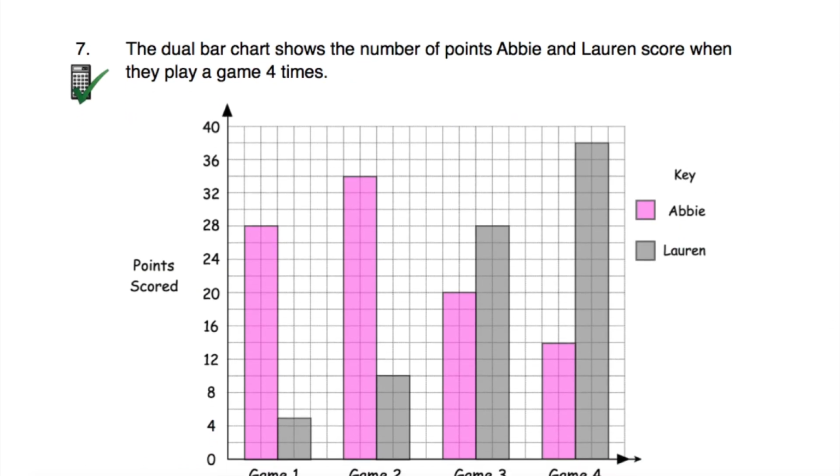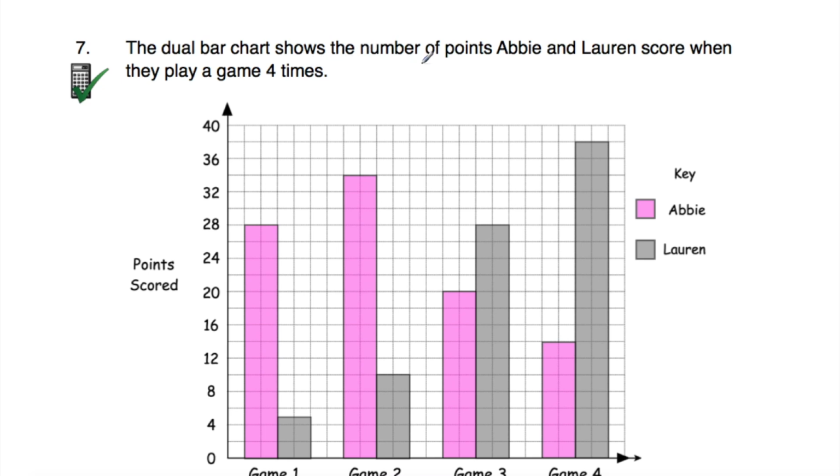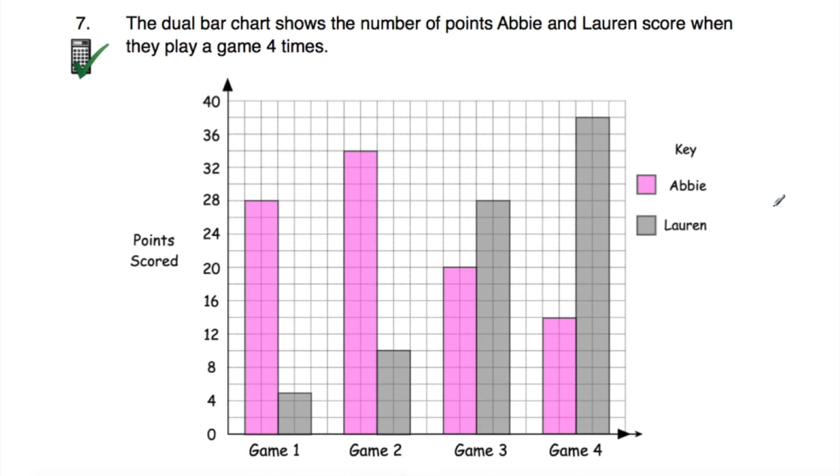Okay, so question number 7. Question number 7 says the dual bar chart shows the number of points Abby and Lauren score when playing a game 4 times. So they're playing a game, Lauren and Abby, and we've got their bars. So game 1, game 2, game 3, and game 4. Abby's in pink and Lauren's in grey. And this is a calculator question.